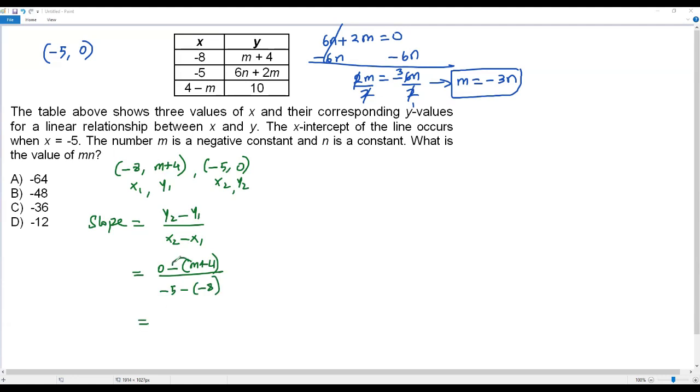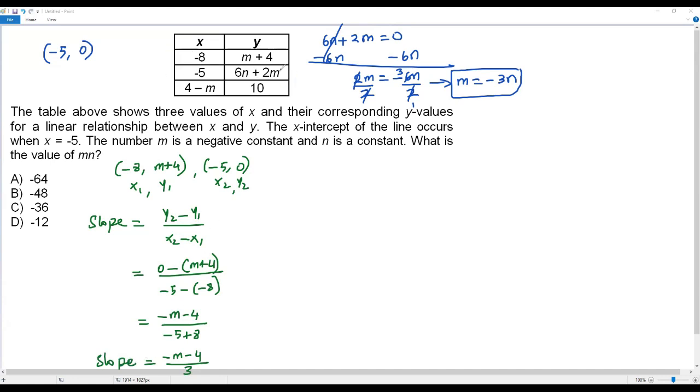We can distribute this negative sign to the m and the positive 4. When I do so, I'm getting -m - 4 over -5. Negative times negative will become positive 8. Then finally I'm getting (-m - 4) over, when I combine -5 and positive 8, just 3. Now I've got the slope of the line using the first 2 points.